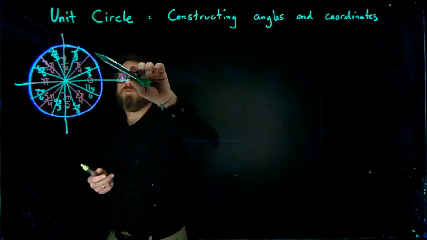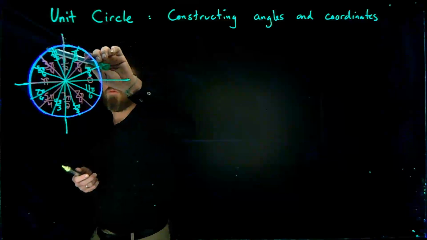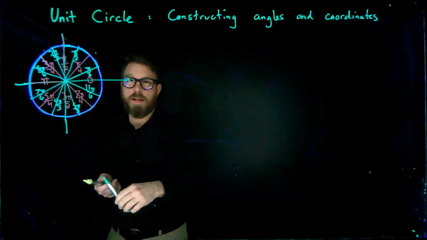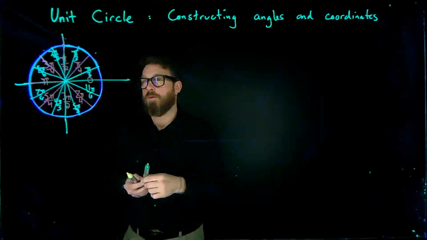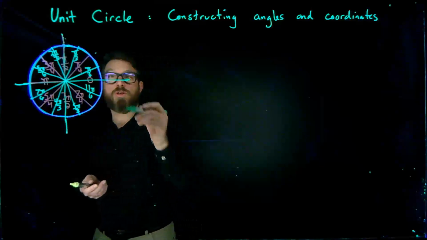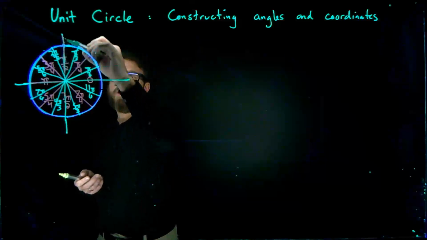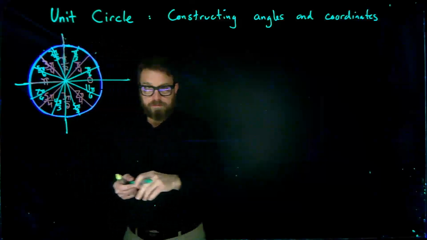So we can go 45, 90, plus 45 again, 135, 180, and then so on. So you can add 45 degrees or add your pi over 4s. And then you can also do your 30 degrees. So 30 degrees, 2 times 30 degrees is 60 degrees, 90 degrees, and then so on.